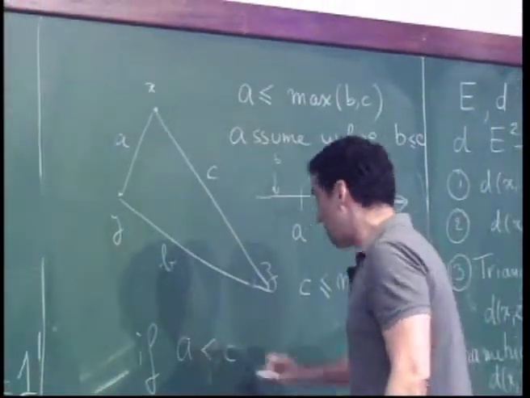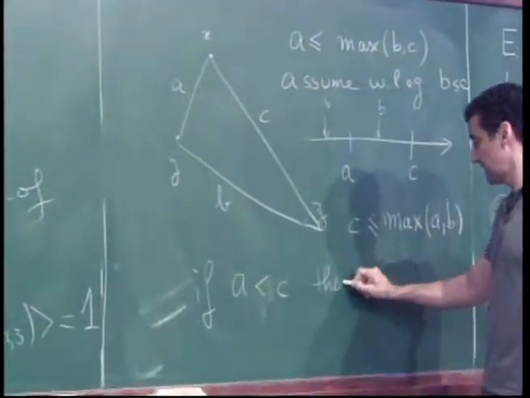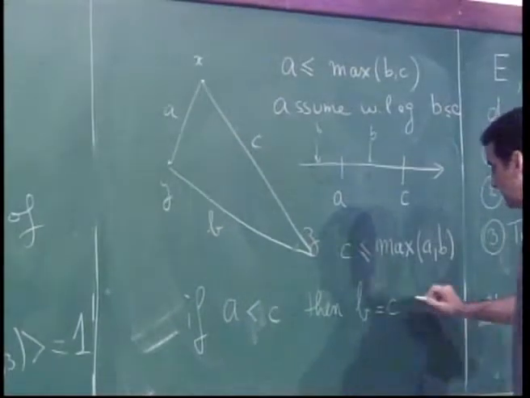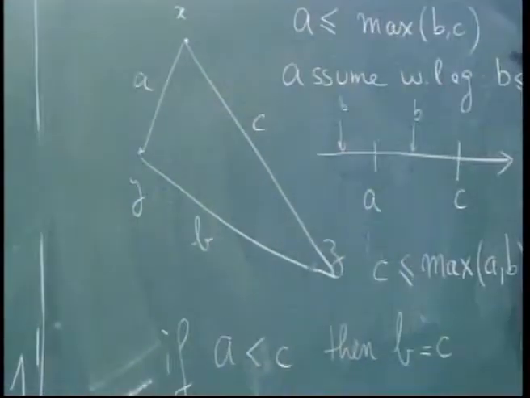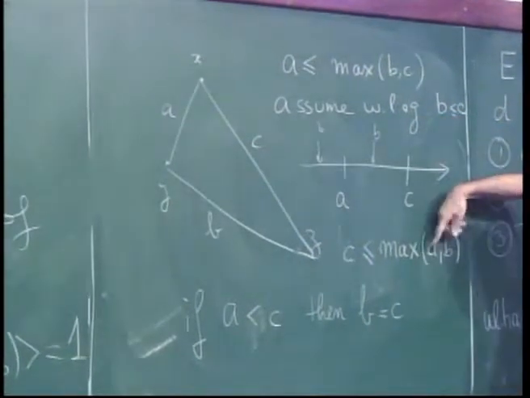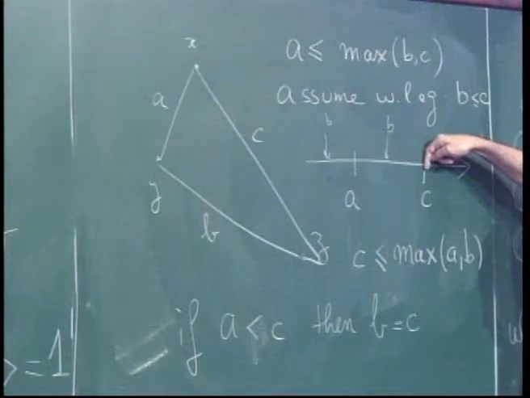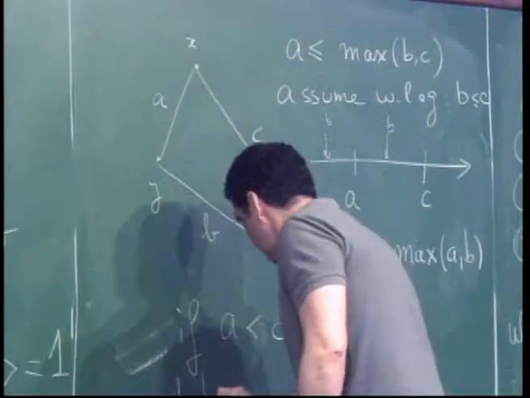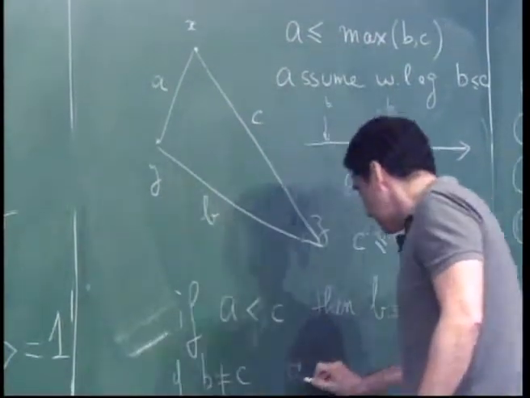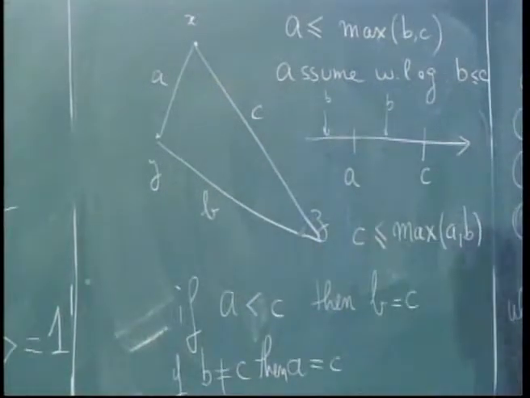If A is strictly smaller, so it's not equal, then necessarily B has to be C. Right? Because B cannot be above, we assume that it was below, and B has to be here. Right? And if B is not C, then obviously A is C. Because that's what we have here.